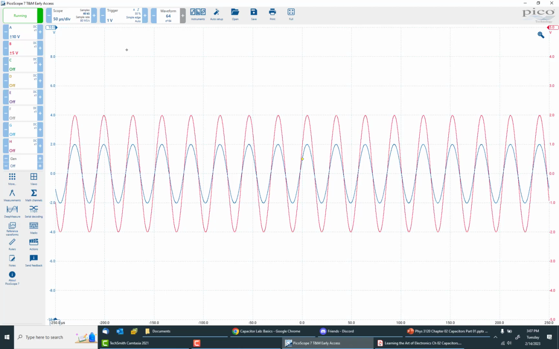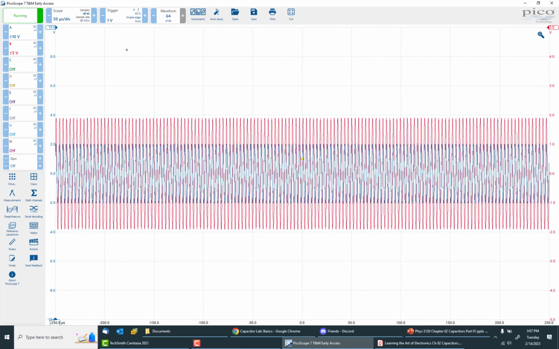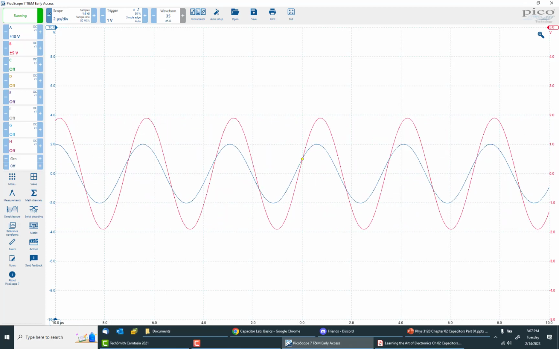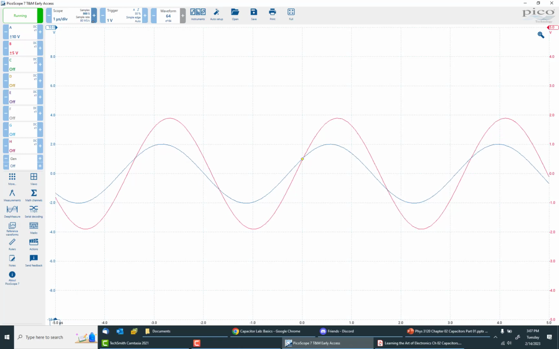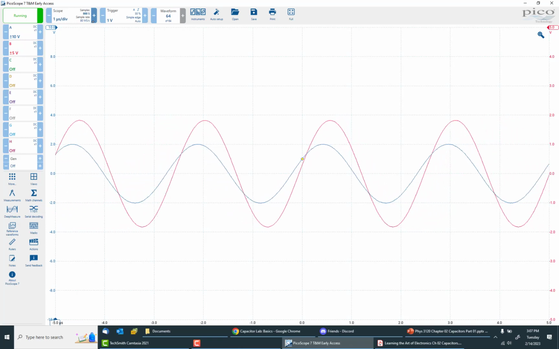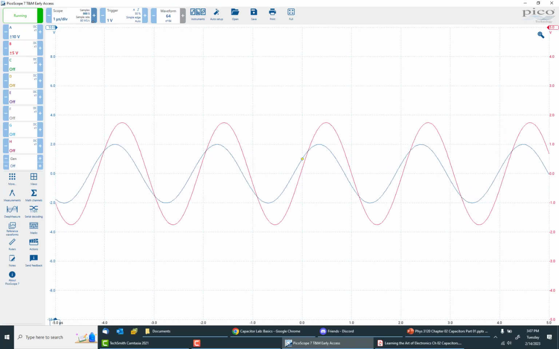So I'm going into the resistor. I just don't understand why we're not seeing the red go down. It could be that, oh, there it goes. It's very high frequency. I'm up to 240 kilohertz, so that's way, you guys don't want to have to deal with that. And now we see the phase shift.